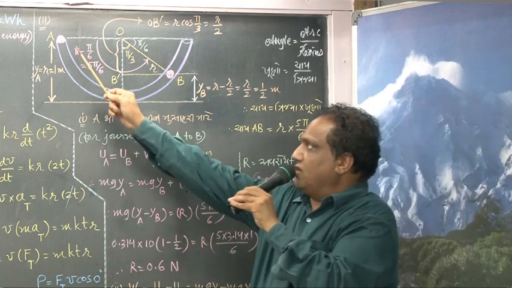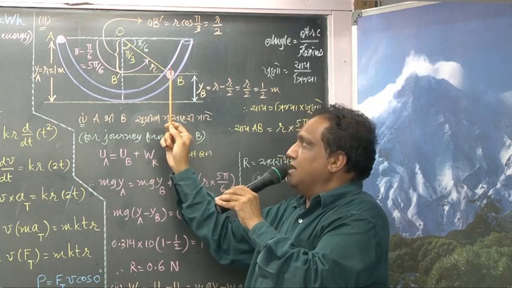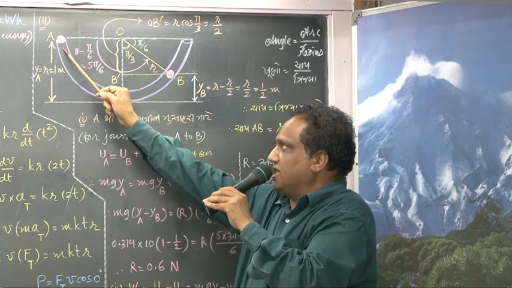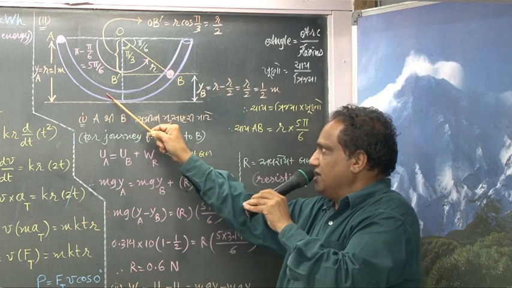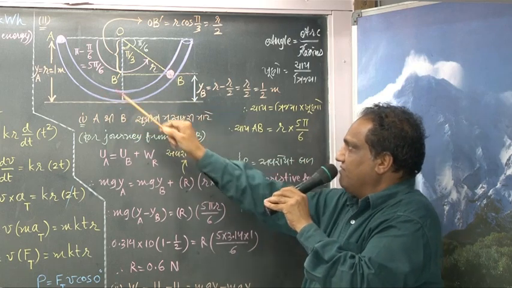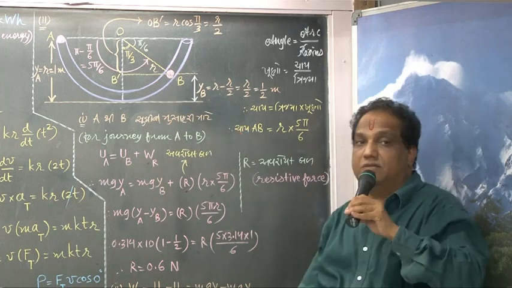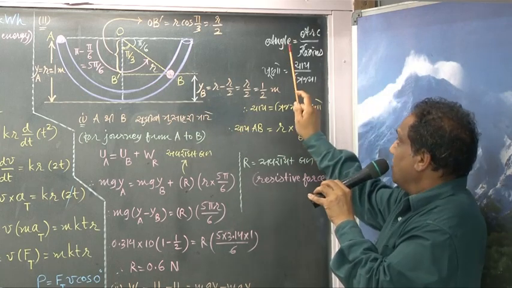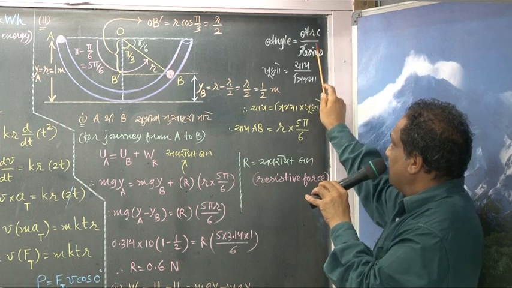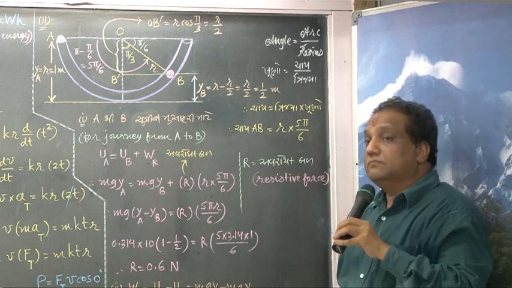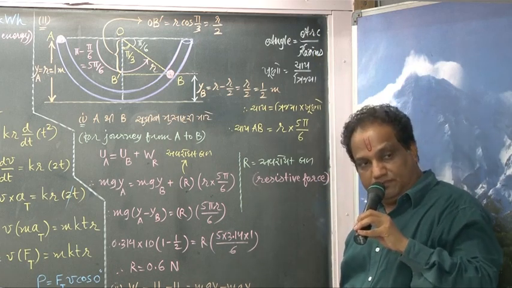And actually they should have taken displacement from here to here, but in the textbook they have taken the path length, and this path length from here to here is actually arc AB. Don't you know? Angle equals arc upon radius.